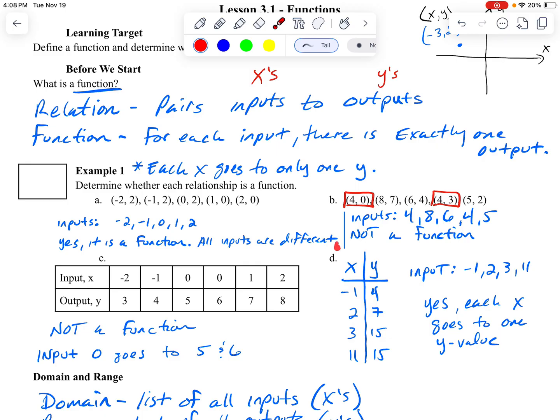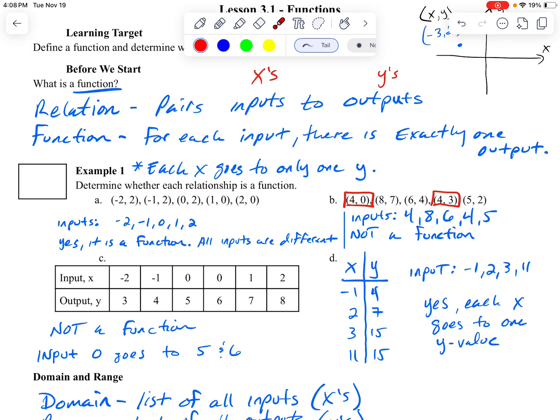As soon as we get over to B here, we see an example of what is not a function. Again, I've got the same x value, this value of 4. I've got an input of 4 and an output of 0, but I also have an input of 4 and an output of 3. And that is what we say is not a function.